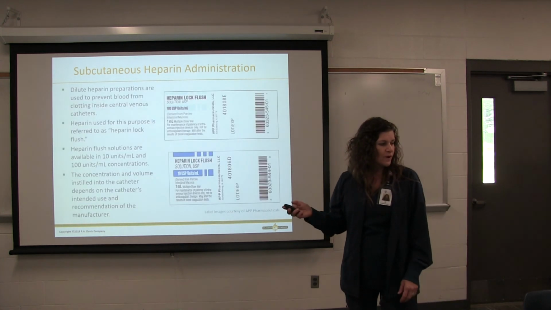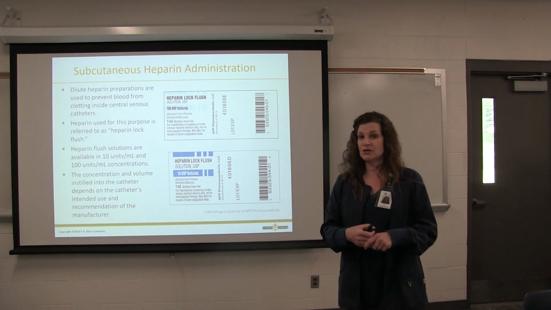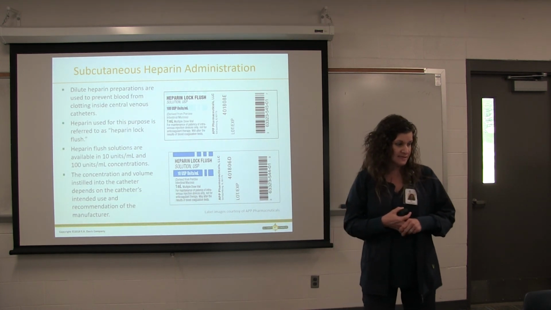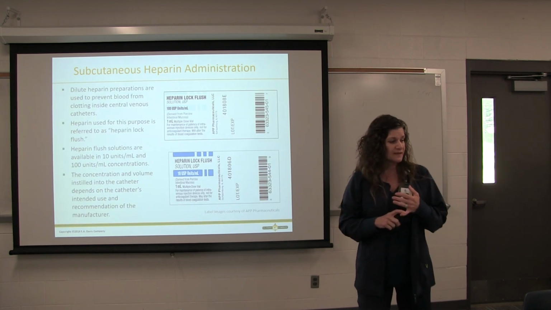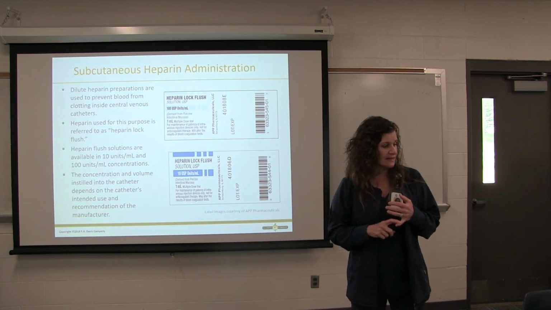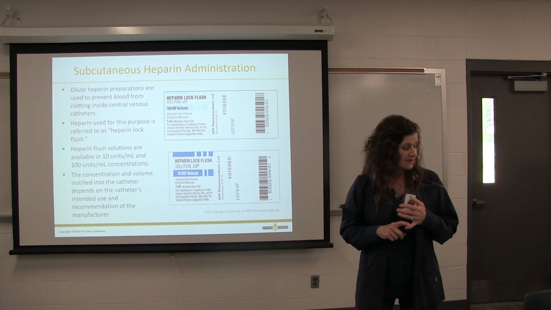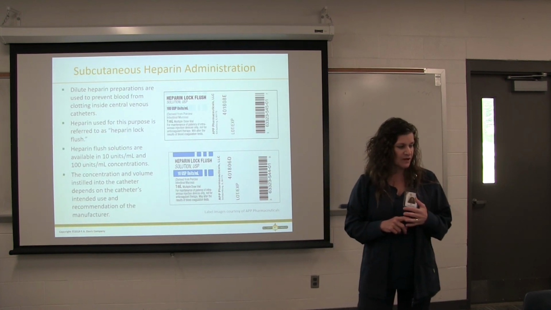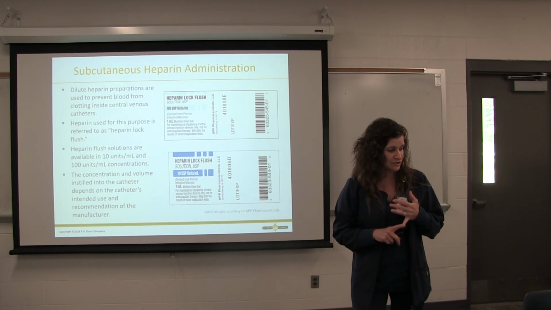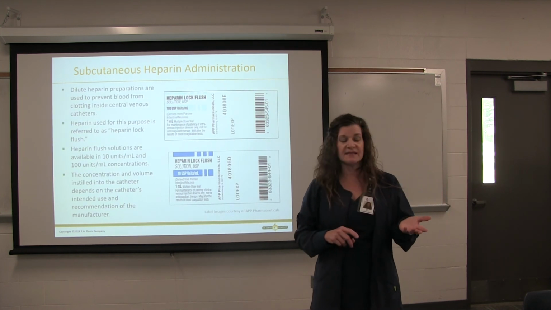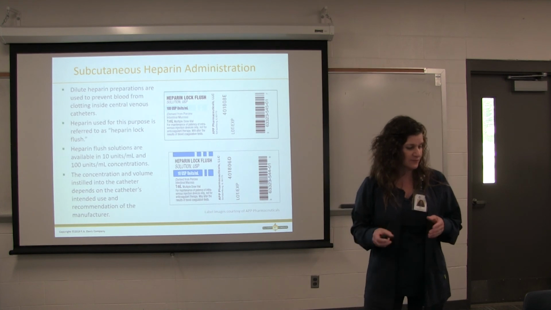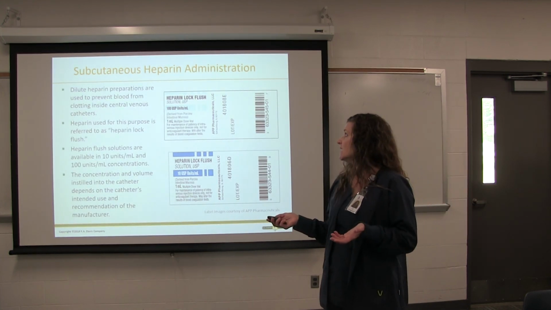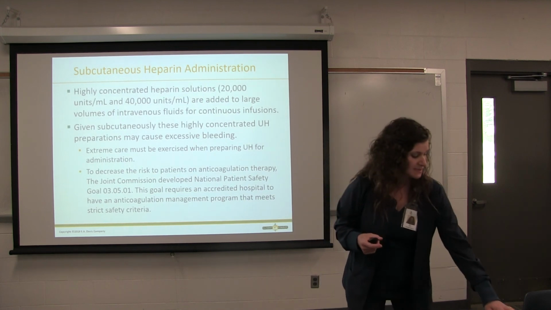All right, so when we give sub-Q heparin administration, we're going to have diluted preparations. These, again, are used to prevent blood from clotting in IV lines or central venous catheters. Heparin's used for this purpose as the heparin lock flush. These come in 10 to 100 concentrations, and they get instilled in the catheter based on recommendations of the manufacturers, which is always on the labels included in the medications.